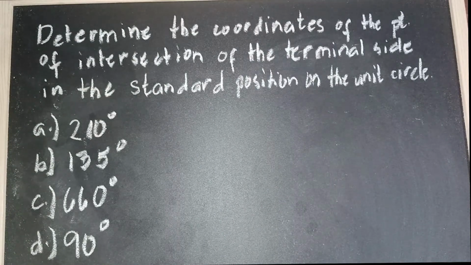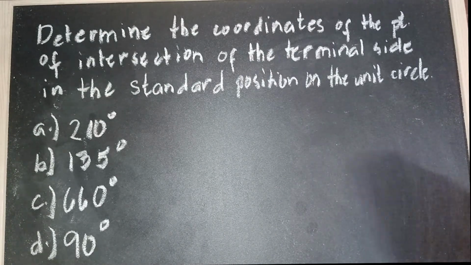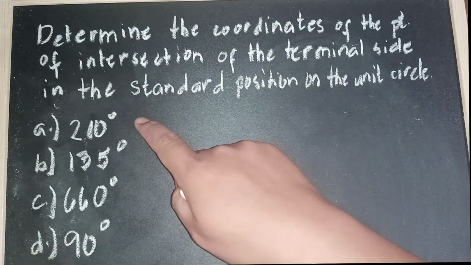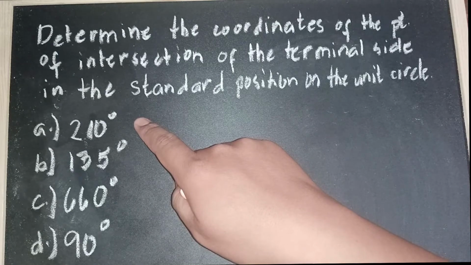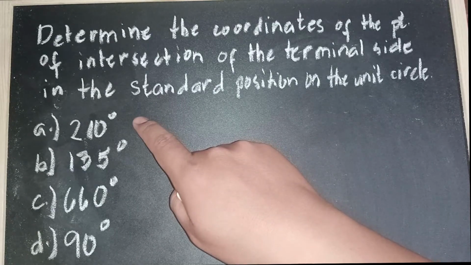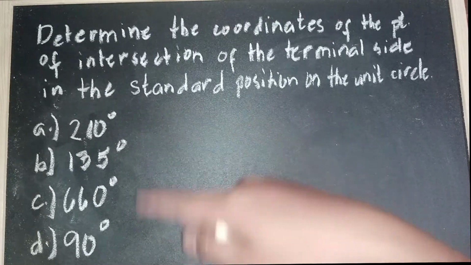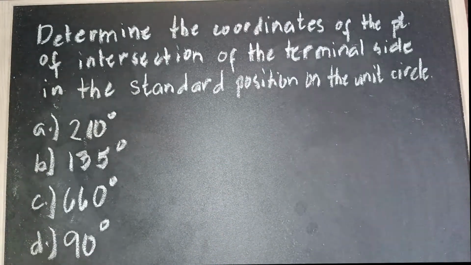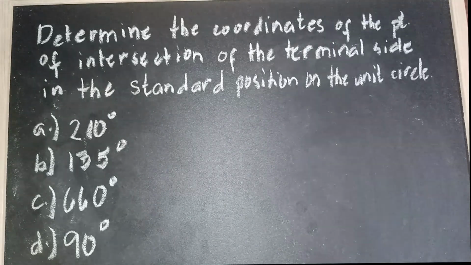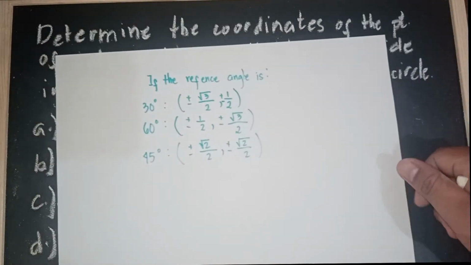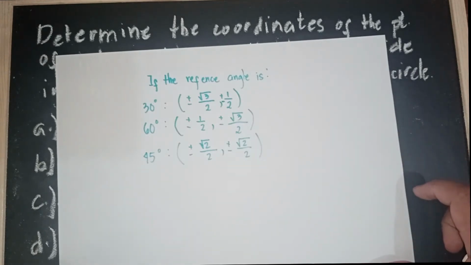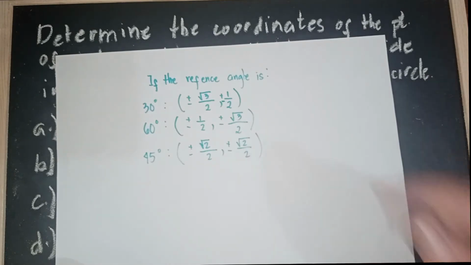Okay, so yung gagawin lang natin mga boss, in order to determine the coordinates of the point of intersection of the terminal side and the point on the unit circle of these angles, unahin na nating hanapin mga boss is the reference angle. And then pag nahanap natin yung reference angle, eto na yung gagamitin natin sa pag-identify o pag-determine ng coordinates. Okay, yung binigay ko kaninang technique.